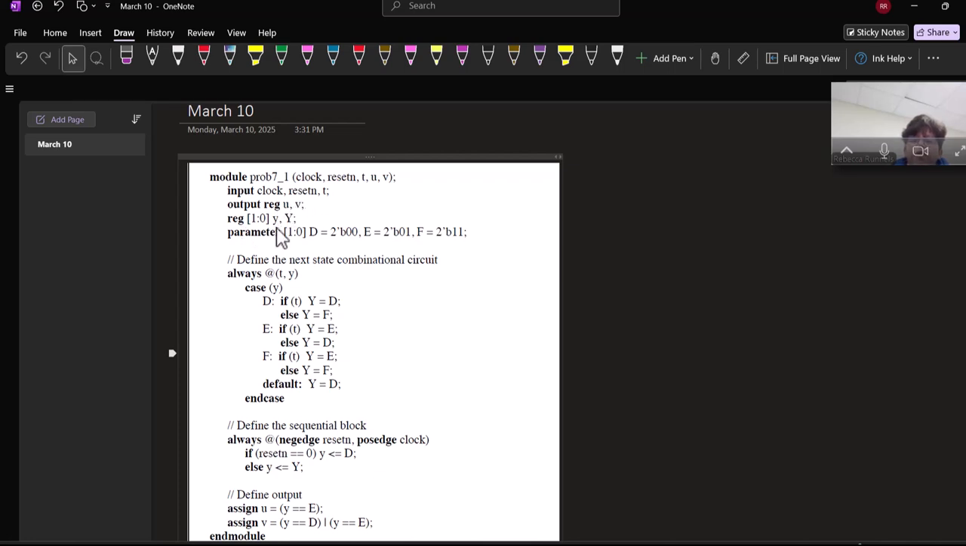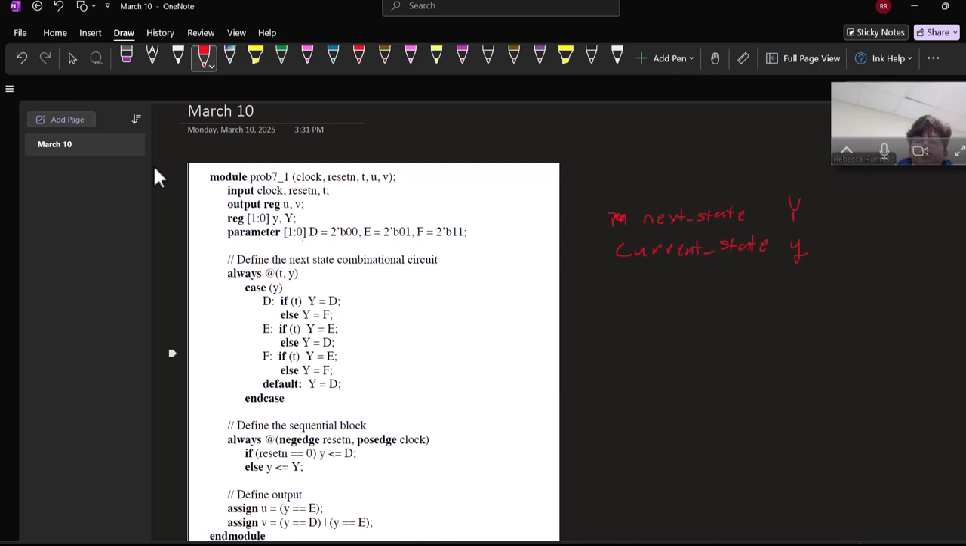And then you have this reg. You have little y and capital Y. I usually call those next state and current state, that way I don't have to keep track of what's lowercase and what's uppercase. Next is normally uppercase and current is normally lowercase, but I can never remember that, and I do them backwards.